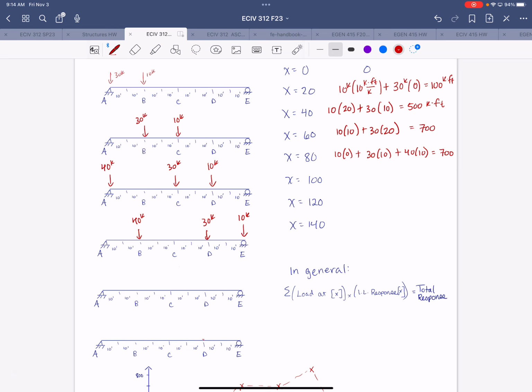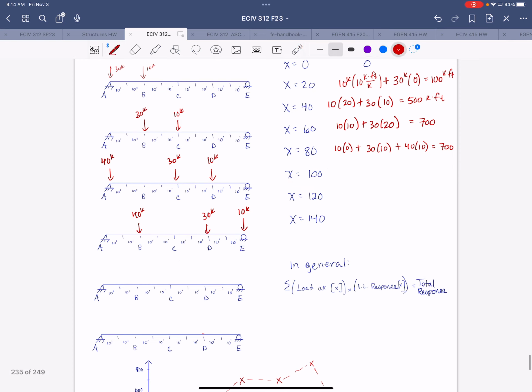So now the front axle being at 100 feet, that's off the bridge. The bridge is only 80 feet long, but the rest of the truck is still on the bridge. So we have the 30 kip force at E, and the 40 kip force is now at C. So that gives us 30 times 0 plus 40 times 20, which is 800. So far, that's the maximum.